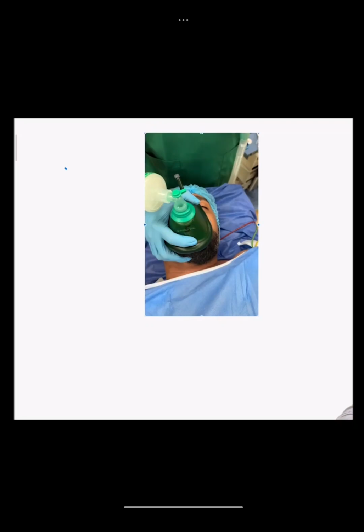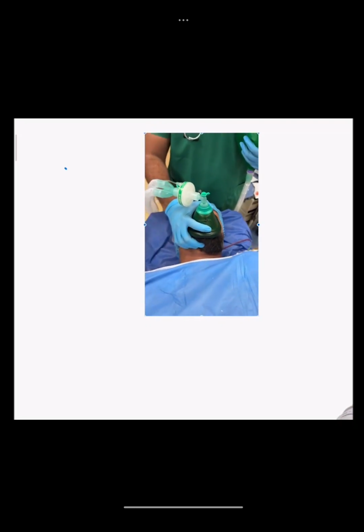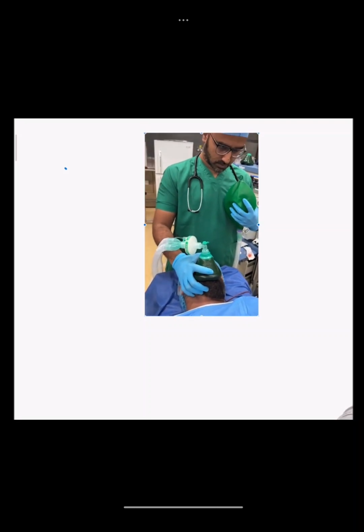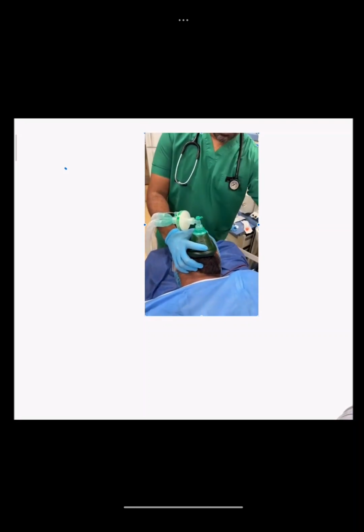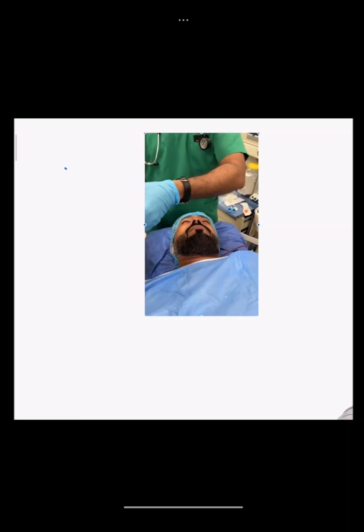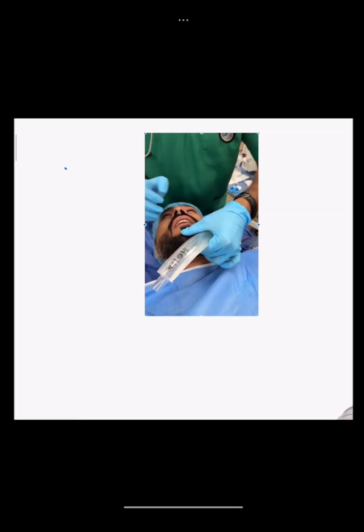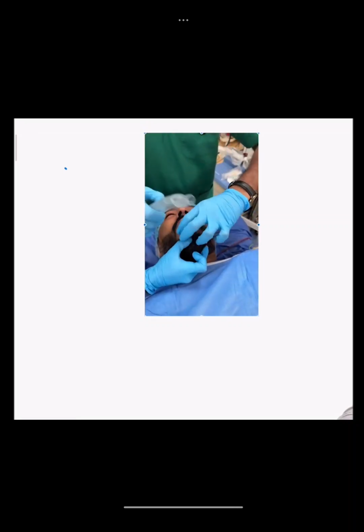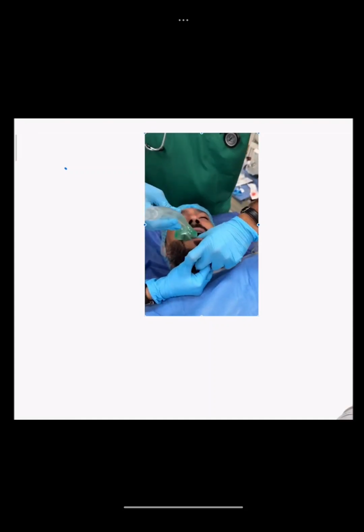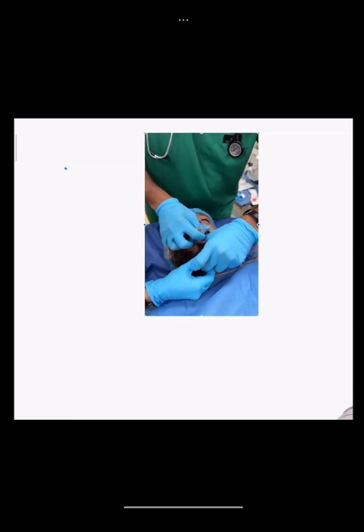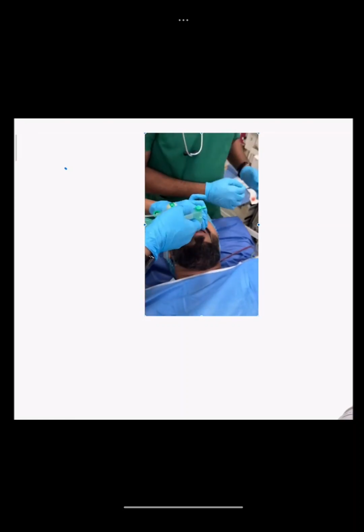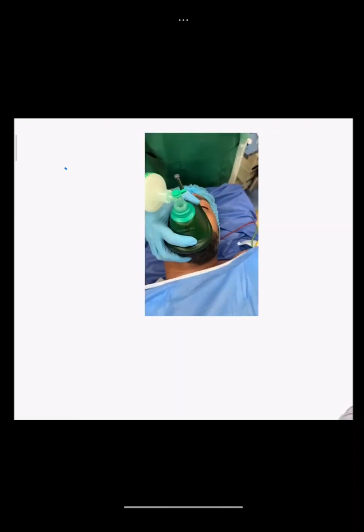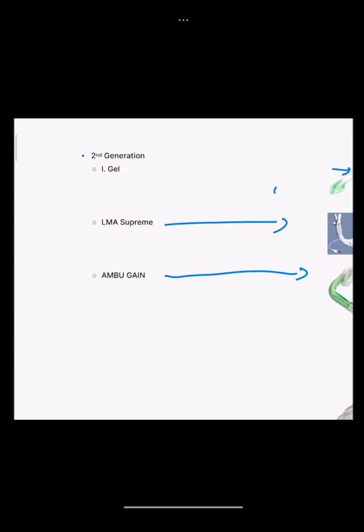And how will you put the LMA? It is pretty simple, guys. In this patient, I am holding the mask, and now I will introduce the LMA. Just look over here. I'll hold the LMA in a pen-like fashion. Open the mouth, clear the oral cavity, and now the LMA is inserted. That is LMA insertion. It's pretty simple, guys. Anyone can put it. You don't have to learn this technique of how to put an LMA. That's regarding your laryngeal mask airways.